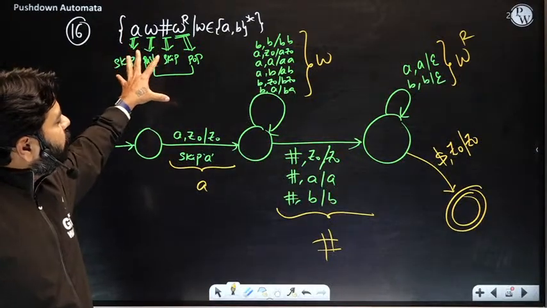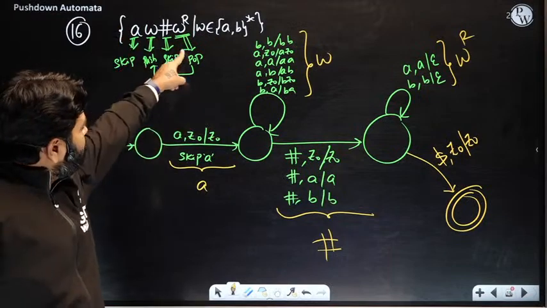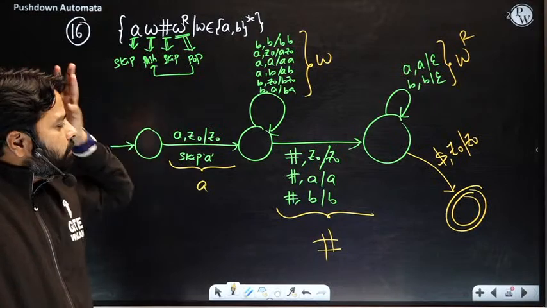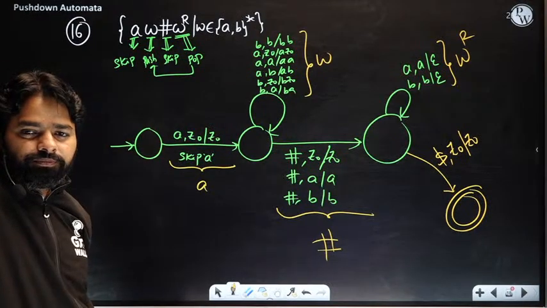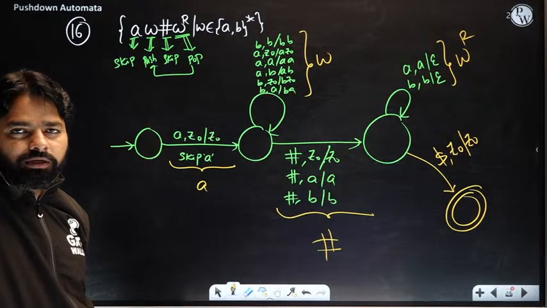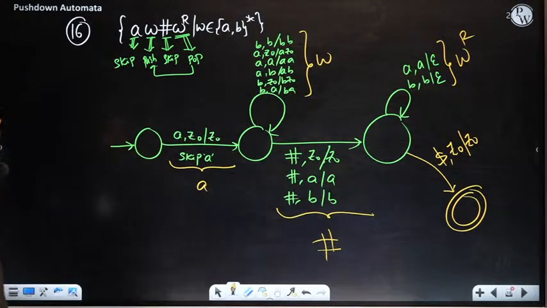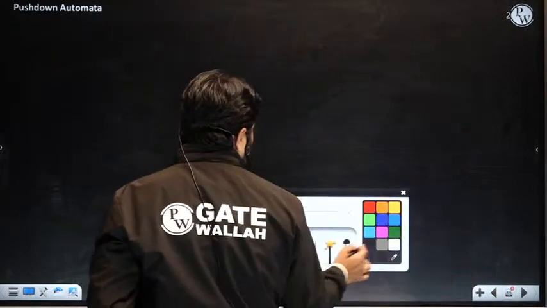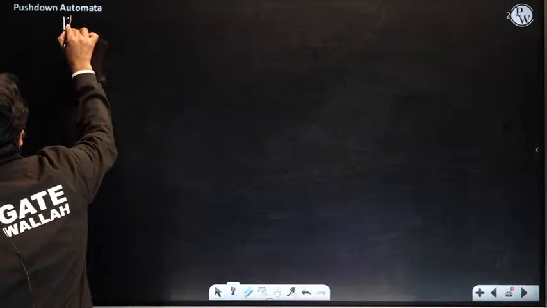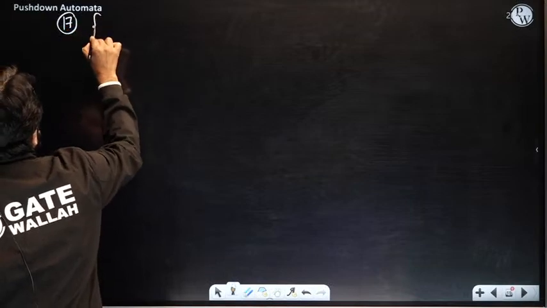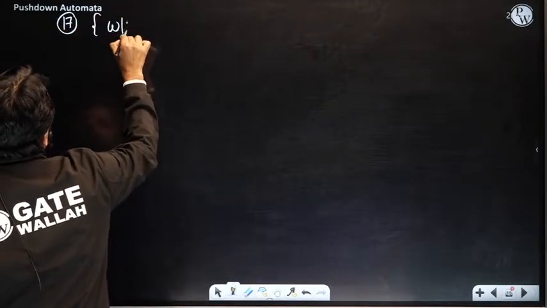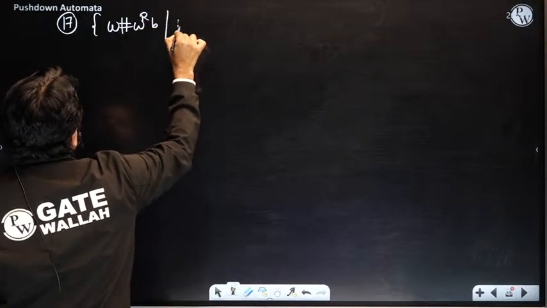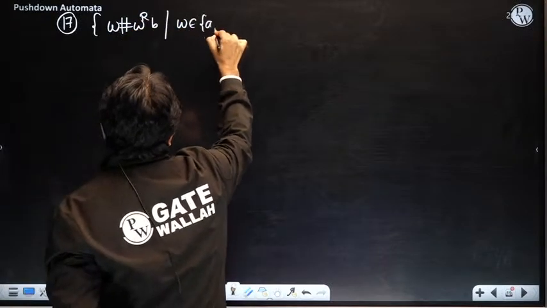For the exam point of view, how do you know this is deterministic? You need to understand the sequence of operations without having any confusion. I hope you are able to do it, right? Let's go for one more, a different case. This is different: B. How do you do that now?